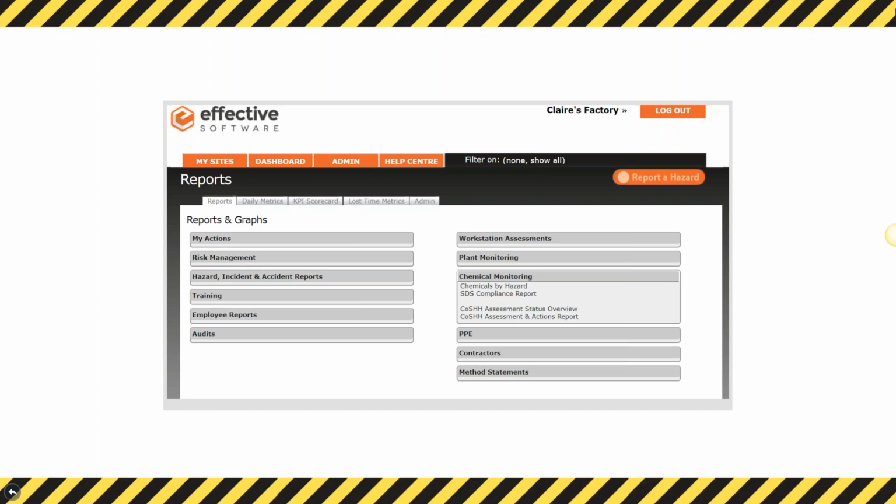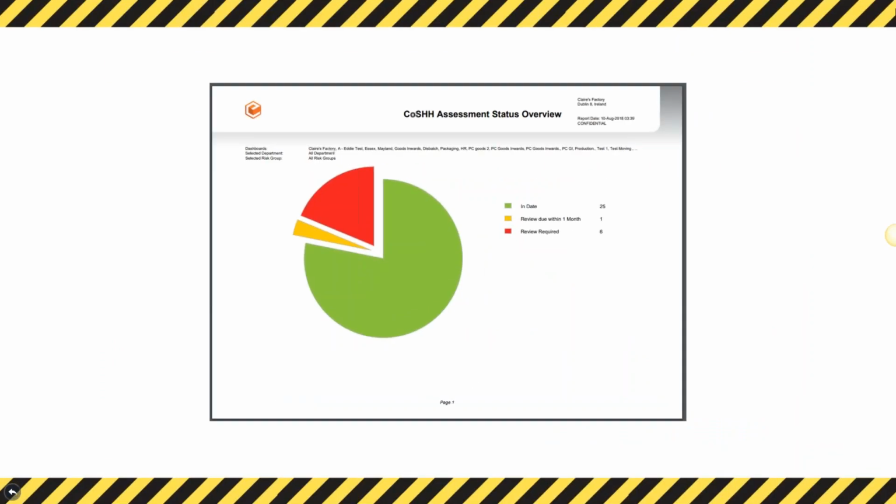So often an example is senior management or compliance officers that want to get, say, monthly checks on where we stand as an organization with these. So particularly things like the PDF, you can get that at-a-glance look across all your sites or site by site, what the organization's compliance status is with the CoSHH assessments. So you can see here what's in date, what's due for review, and how many actually are past their review date.